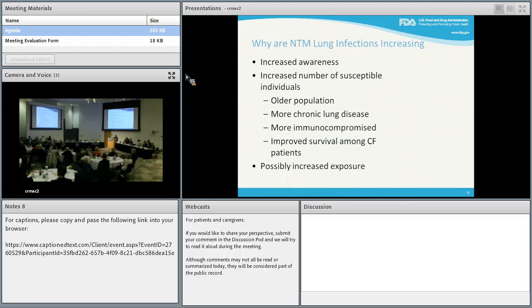Why are NTM lung infections increasing? There are several possible reasons. The first is probably increased awareness among physicians. The other is an increased number of susceptible individuals. As the population gets older, there are patients with more chronic lung disease. There are more people who are immune compromised. Cystic fibrosis patients are surviving longer, and there's possibly increased exposure.